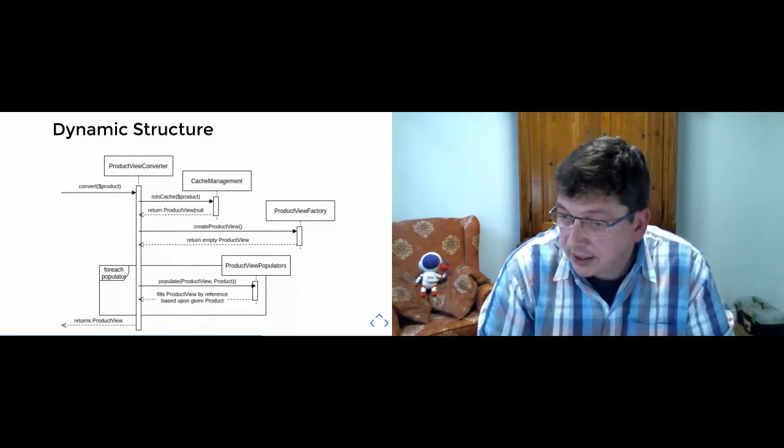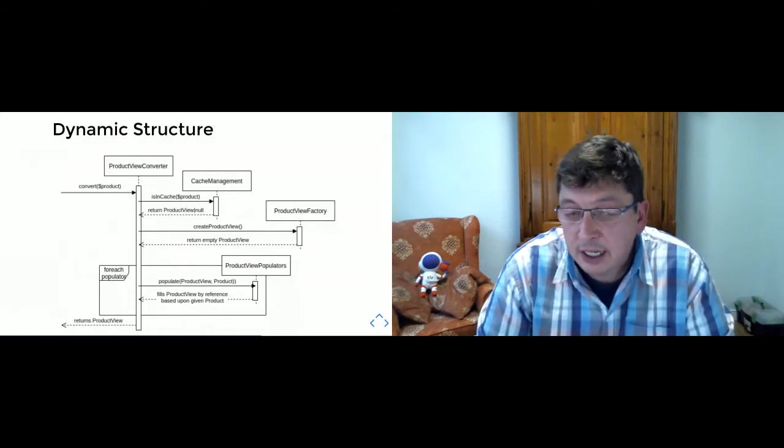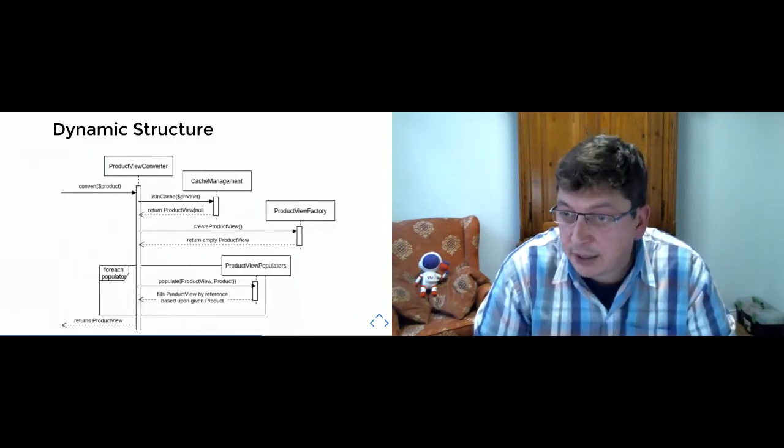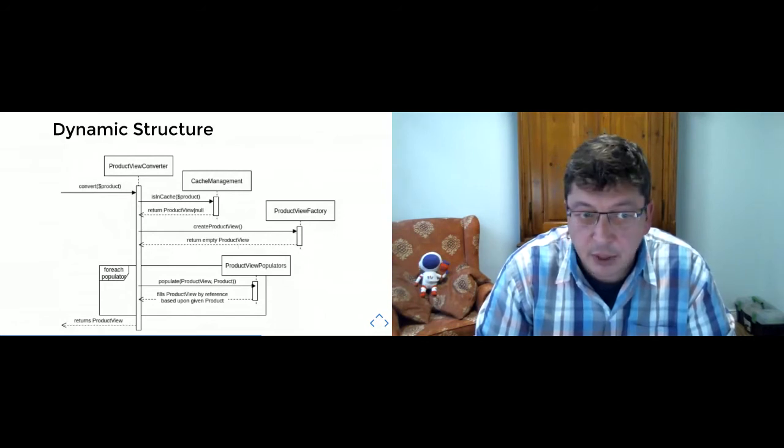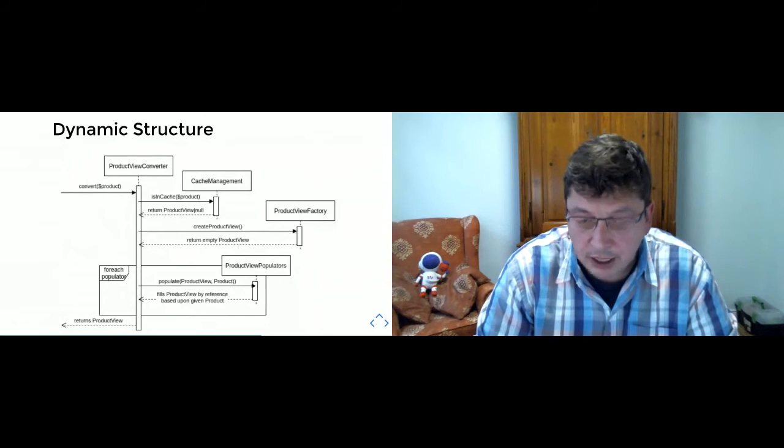So I've already seen that some guys have written, is this like a mapper or transformer? Yes, I know that. These are, let me say, synonyms for that. But the interesting point is that we have here really a pattern using one core component, the product view converter, and several parts, the view populators, to separate.